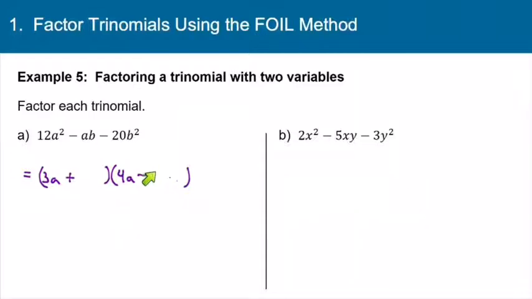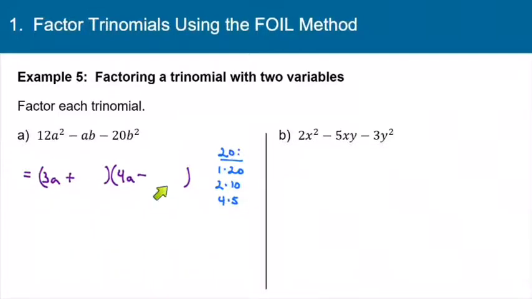Okay, now last times last has to make 20b squared. So the factors of 20 are either 1 times 20, 2 times 10, or 4 times 5. And to get 20b squared, of course, we would need to use like 4b times 5b, 2b times 10b, etc. So just remember we'll have to have b's on these factors when we put them here. Let's start with the 4 and the 5.